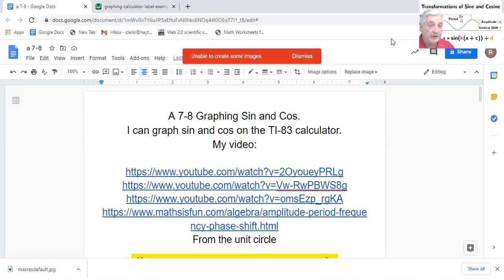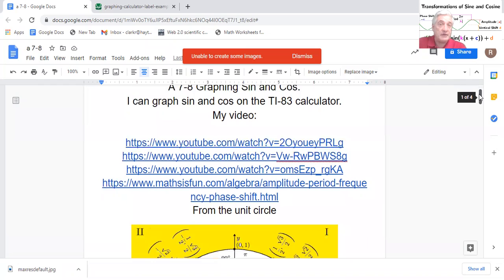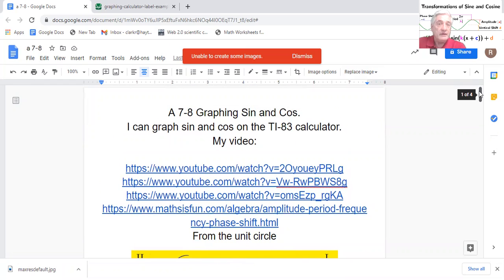Today, class, I want to begin to graph sine and cosine. Sine and cosine go on and on forever, but we're going to graph a certain amount of sine and cosine. We're going to try and graph one period. We're going to discuss period, amplitude, shift. Today, we're going to talk about just graphing the sine and cosine, and then we'll talk about amplitude.